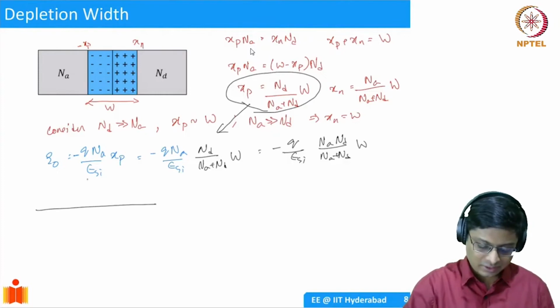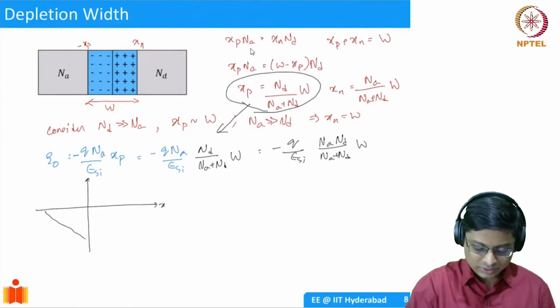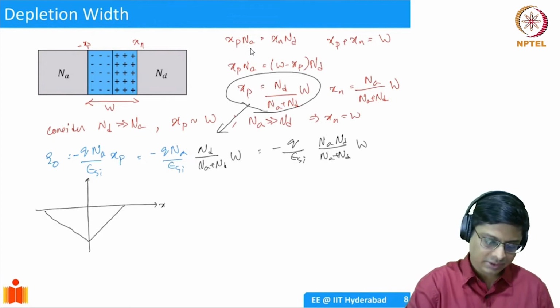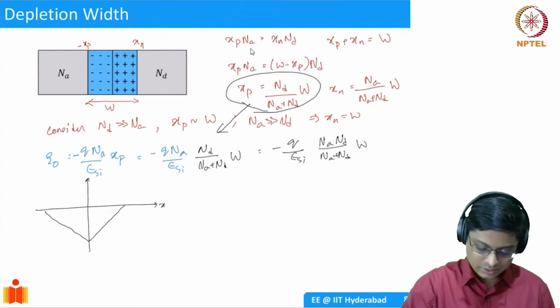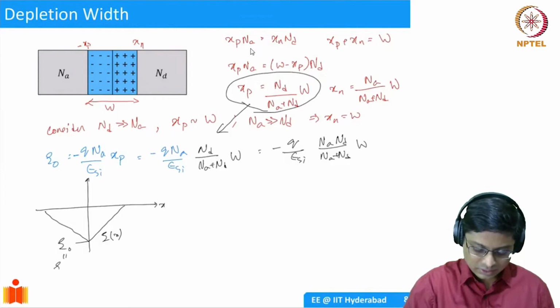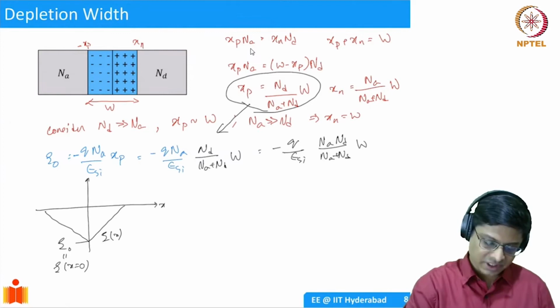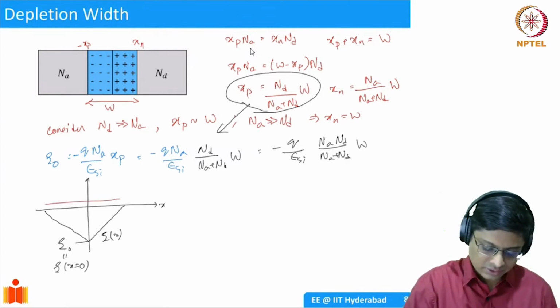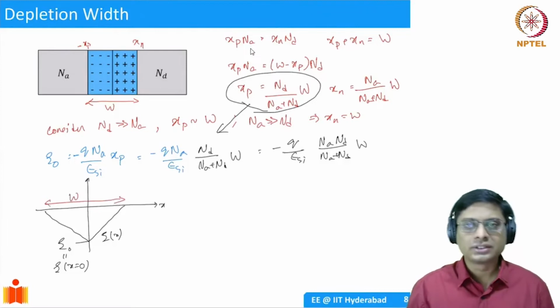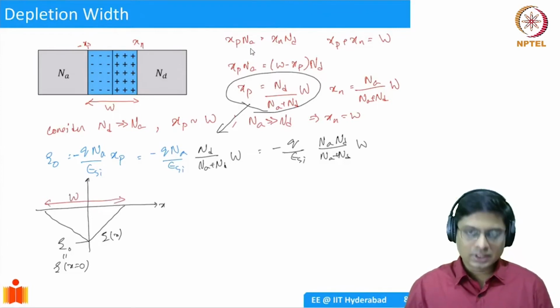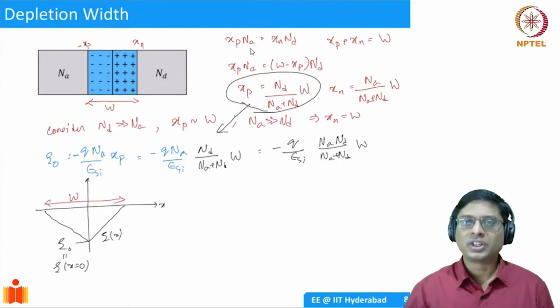So if you have x this way, and let's say this is E you're plotting, so this is going to be your electric field, correct? So this is your E of x. And we know what this quantity is now. This is E naught, right? And this is equal to E at x equal to 0, right? And we know by definition, this is your width. So the area under the electric field was the built-in potential.